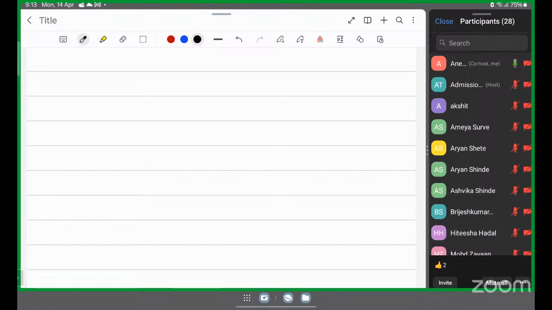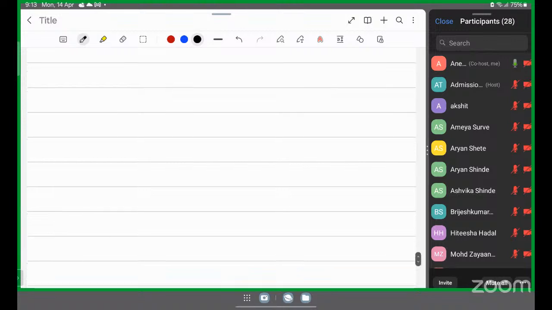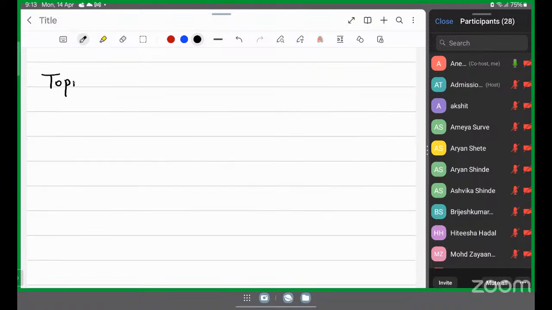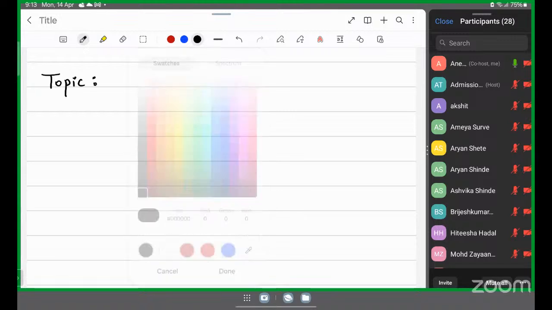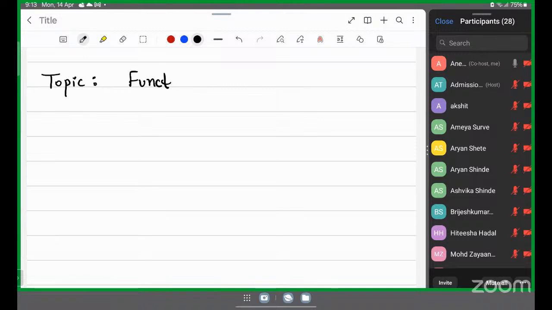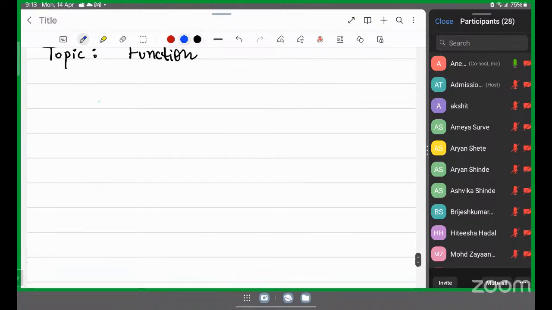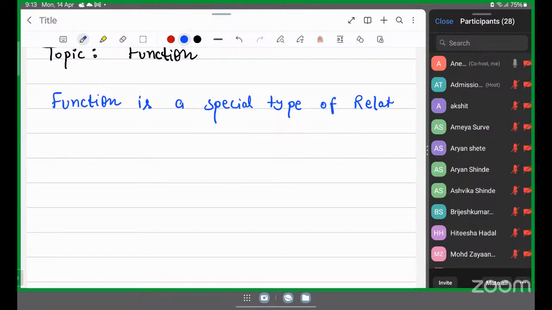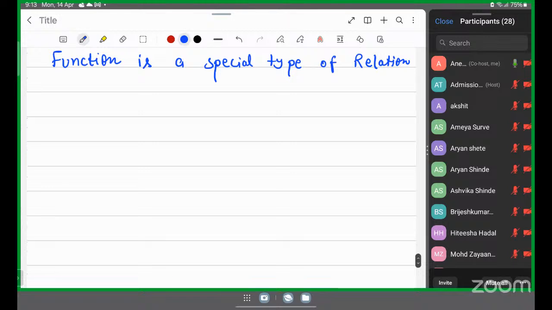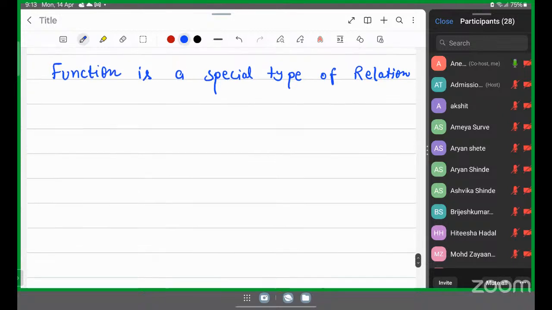Now we can define a function. After relation, we have function. What is a function? Could anyone define it? A function is a special type of relation. What is special in it? What is the condition that will make it a function? Or what are the criteria for which a relation will be a function?